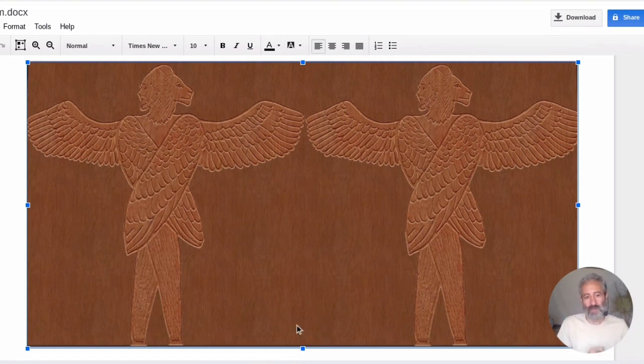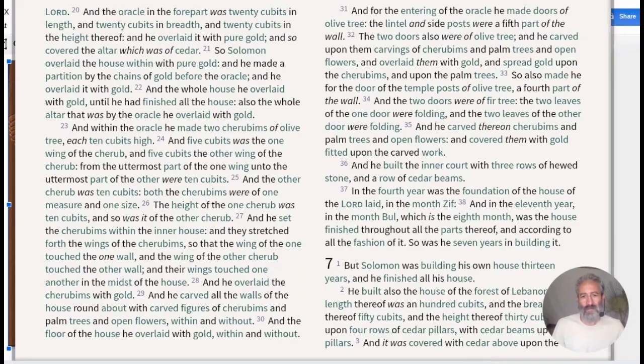Now let's take a moment and read exactly what we're looking at here, so you're not just taking my word for it. 1 Kings chapter 6, verse 20: And the oracle, or the Holy of Holies, in the forepart was 20 cubits in length, 20 cubits in breadth, and 20 cubits in height. It's a perfect square, 20 cubits. In the height thereof, it was overlaid with pure gold, so that it covered the altar, which was of cedar. So Solomon overlaid the house with pure gold and made a partition of the chains of gold before the oracle and overlaid it with gold. And the whole house was overlaid with gold. And he finished the house so that the whole altar of the oracle he overlaid with gold.